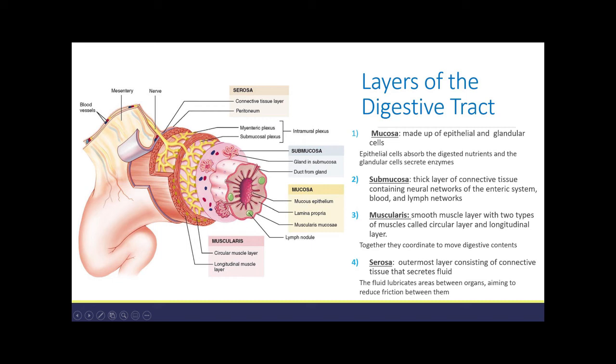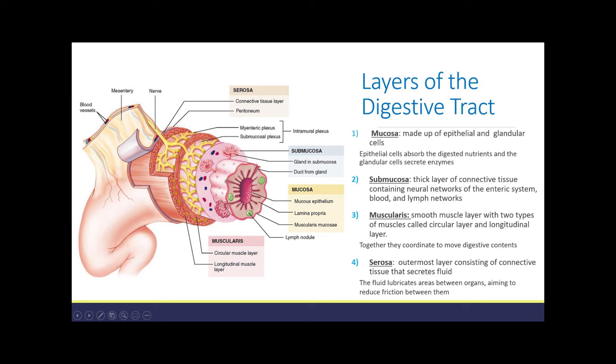And lastly, the serosa, which is the outermost layer of the digestive tract. It is made up of connective tissue that secretes a fluid, and that fluid's function is basically to lubricate the area between organs and the muscles on top of the digestive tract, and it's aiming to reduce friction between muscle movement and allow the organs to move as they need to.